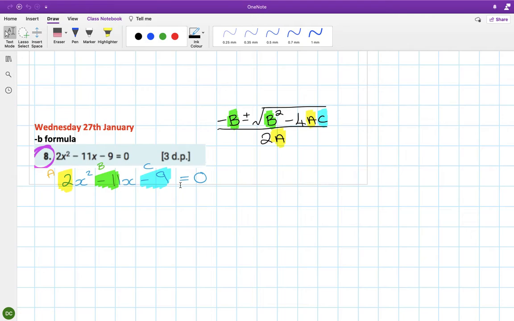So, first thing you have to do is get your A, B, and C. Make sure you don't have any X's and make sure you do take the signs. So for B and C, they were negative numbers. You need to take the signs.